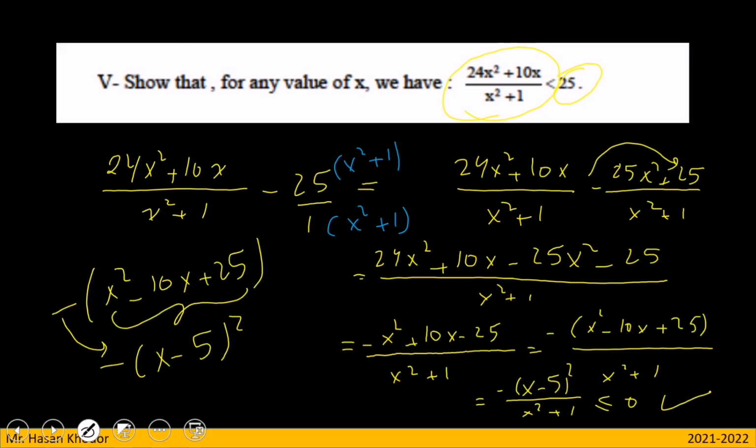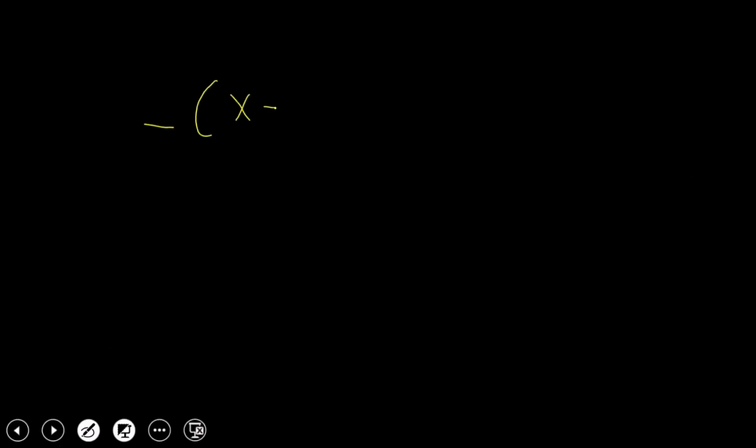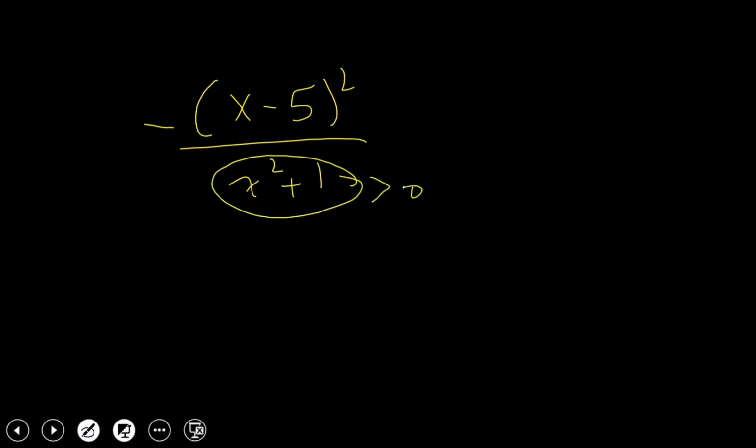When we subtract them, we get less than 0. This means the first part was less than the second part. So I repeat, we reached this answer, x minus 5 squared over x squared plus 1. Now, this is a positive quantity always. This is a square, and the square is always greater than or equal to 0.